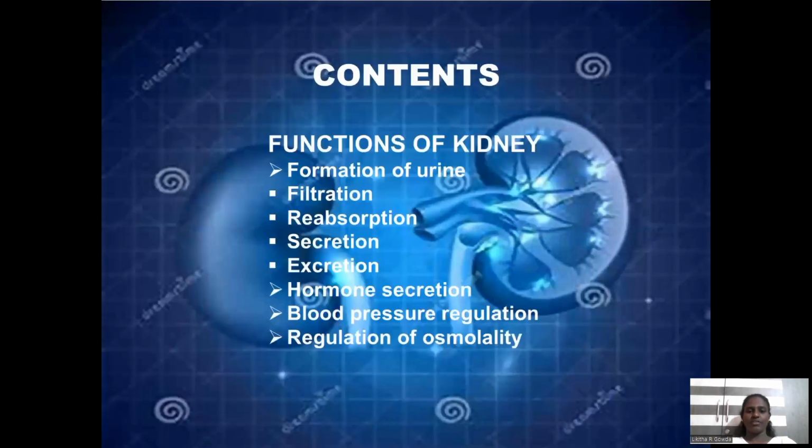Contents. Function of kidney. Formation of urine. In this topic there are 4 subtopics: filtration, reabsorption, secretion, excretion. And the next topics are hormone secretion and blood pressure regulation, and regulation of osmolality.